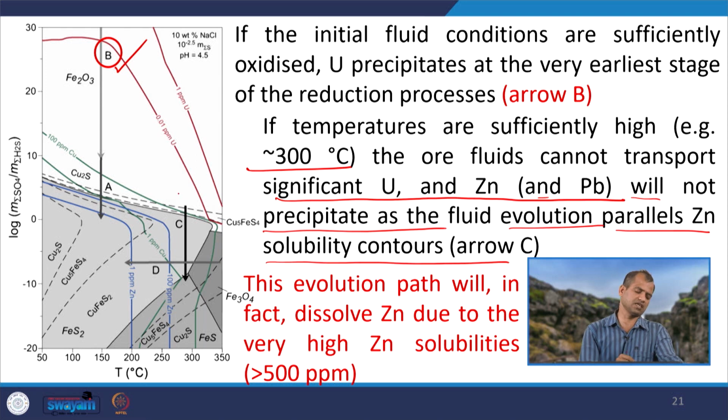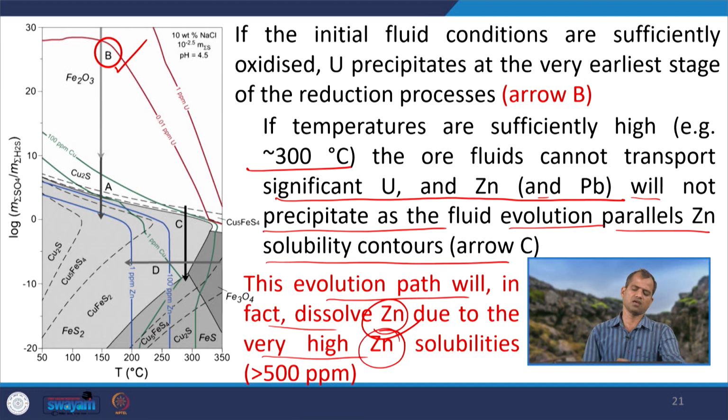So, that means it is explaining how this solubility and this reduction potential of the fluid is responsible for mineral deposition at different parts of this field. And this evolution path will in fact dissolve the zinc due to the very high temperature, and at high temperature, high zinc solubility is there. So, that is why zinc will not precipitate here. Once it comes to a low temperature, zinc will precipitate.